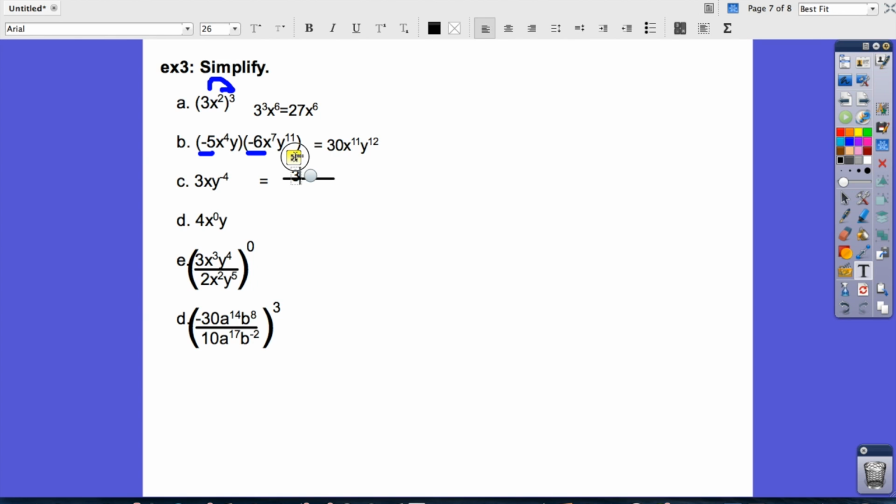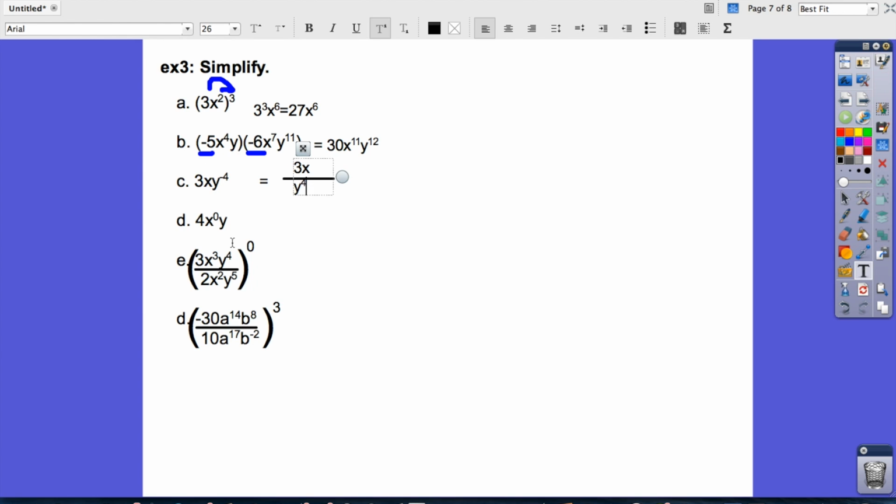Therefore, it stays on the top. Does x have a negative exponent? No, so that stays on the top. Does the y have a negative exponent? Yes. Because it has a negative exponent, we have to move it from the top to the bottom. So that'd be y to the 4th. Keep in mind that if the y were already on the bottom and still had a negative exponent, we would move it to the top.